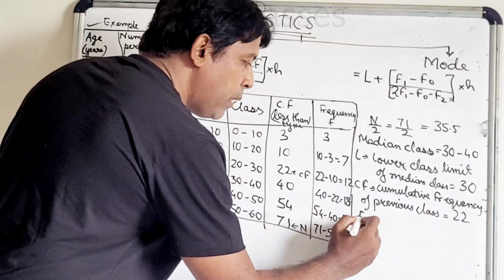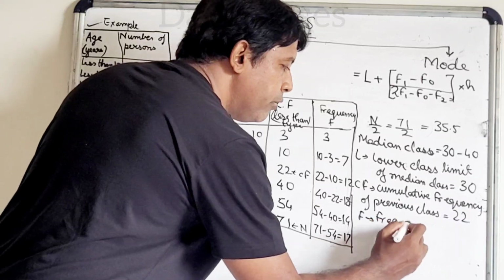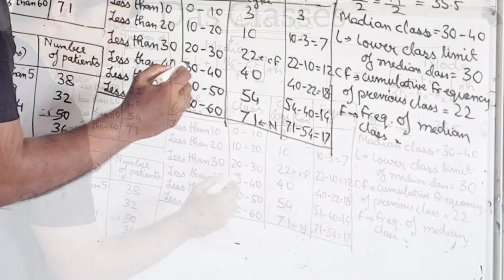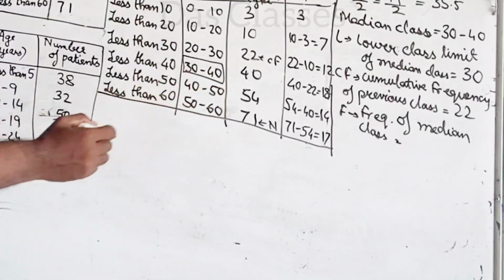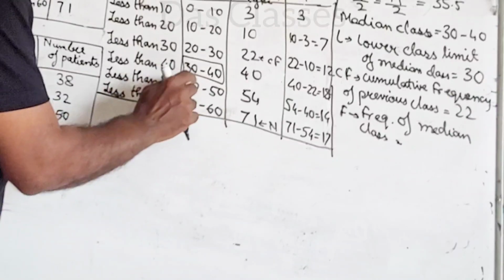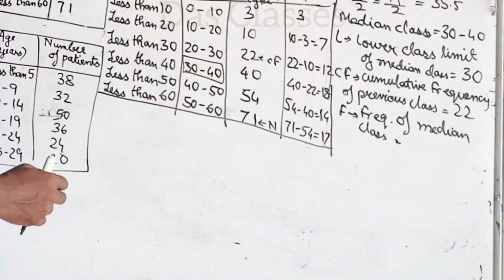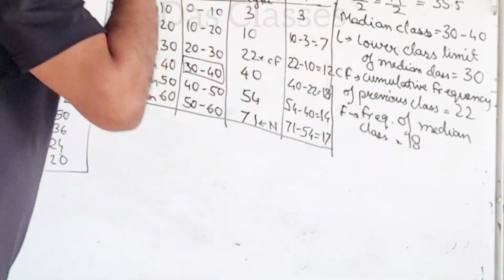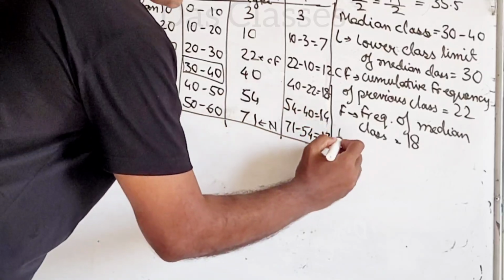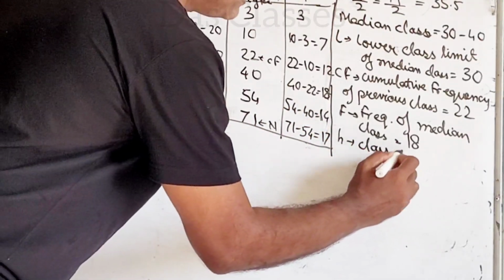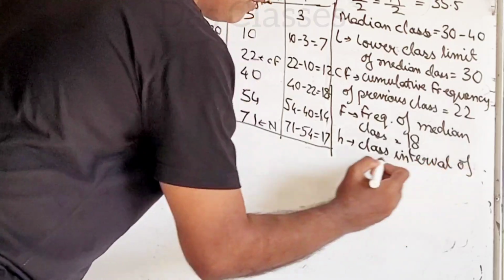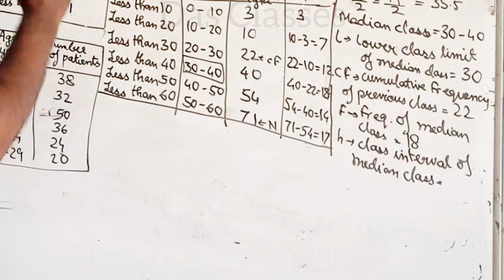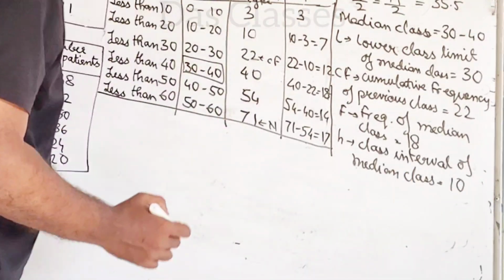Then F stands for the frequency of the median class. What is the frequency of the median class? You can just mark this down, 30 to 40, so that you know this is the median class. So everything in relation to this, you have to calculate and write the values. So the frequency of the median class is 18. And H stands for the class interval of the median class. You can just subtract: 40 minus 30 is 10. So the class interval is going to be 10.